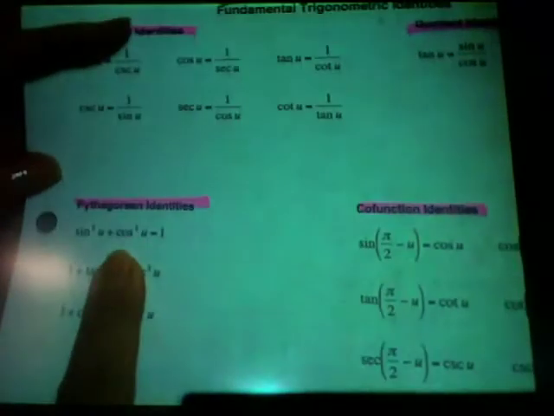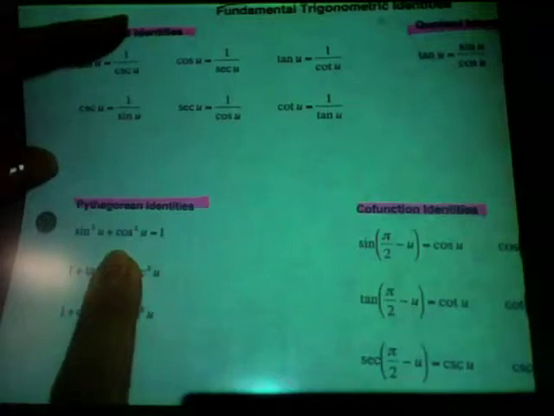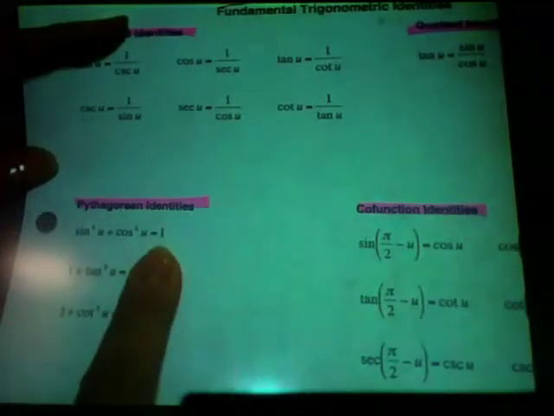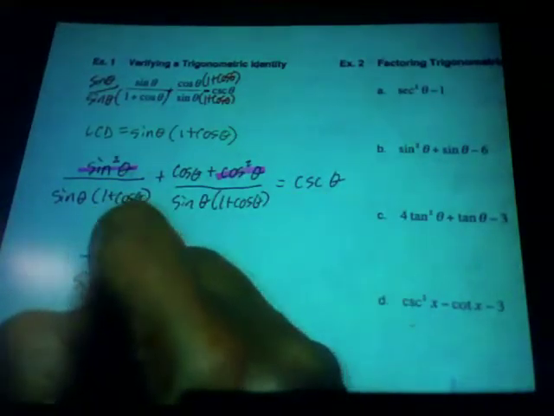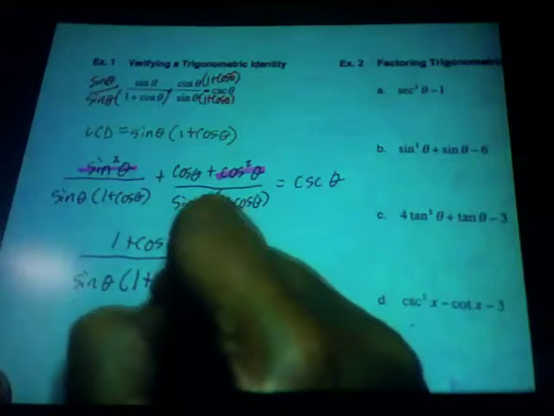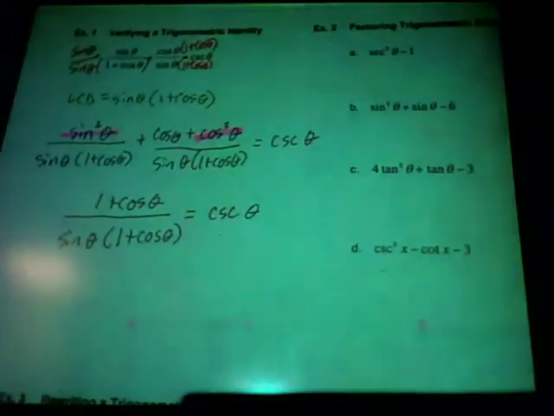Yeah, look at the back. That's an identity, right? Can't I replace sine squared plus cosine squared with 1? So as I'm combining, I'm going to replace these two with 1. So I end up with 1 plus the cosine of theta all over sine of theta, in parentheses 1 plus the cosine of theta, equals cosecant of theta. Don't lose your left and right side.